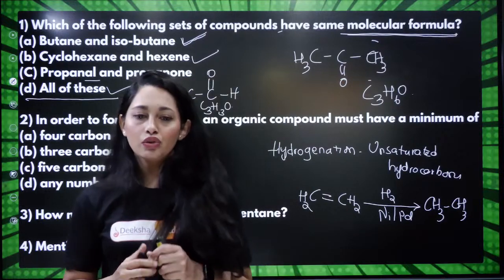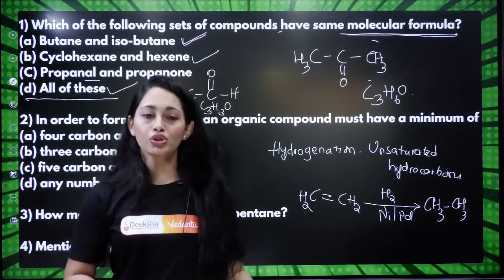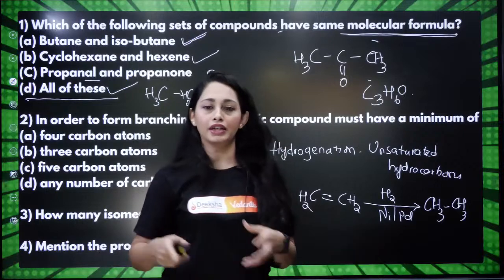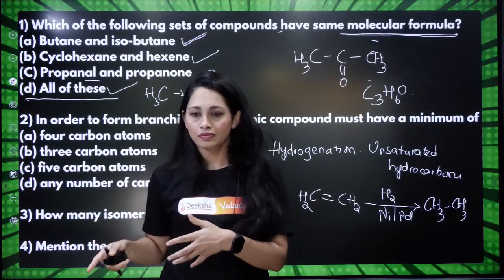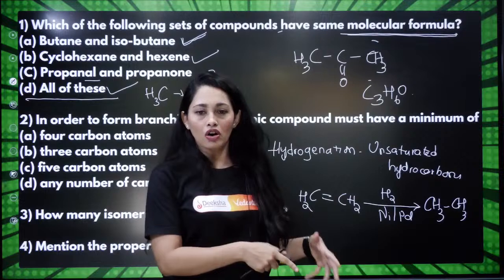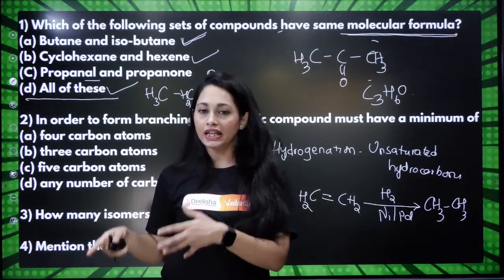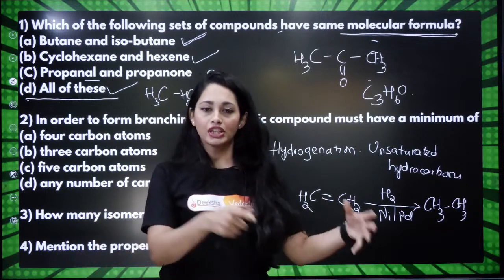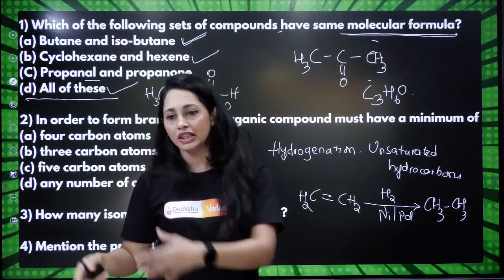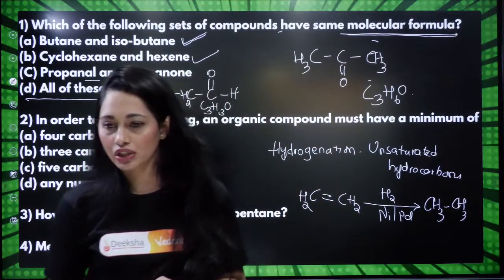What is its industrial use? Hydrogenation is used to convert vegetable oil into vanaspati ghee. Vegetable oils are unsaturated, vanaspati and animal fats are saturated. Vegetable oil will be converted into vanaspati. That is the industrial use of hydrogenation.